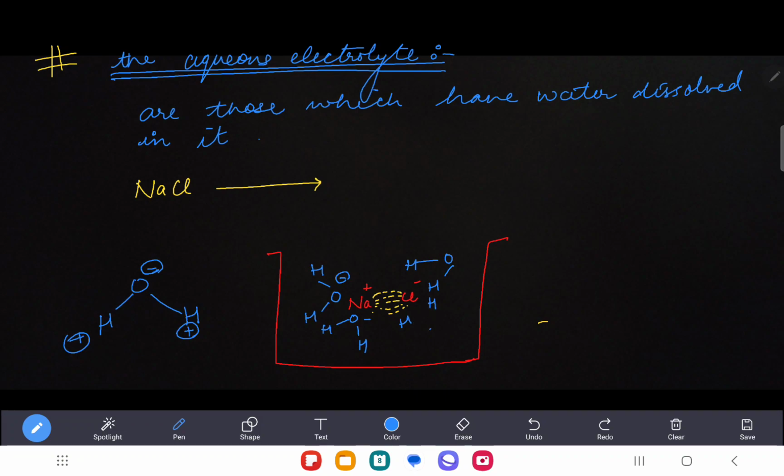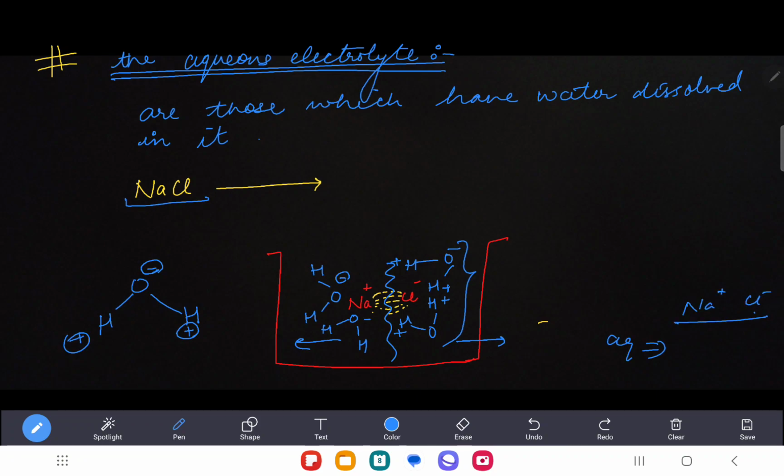What exactly is happening here? Just understand. So we have positive, positive, positive, negative. And thereby, when these water molecules are aligning in such a way, all the O negatives are going to pull the Na here, and the H pluses are going to pull the Cl here. So this bond is going to break. So even in the aqueous medium, the NaCl electrolyte is able to give off its ions.